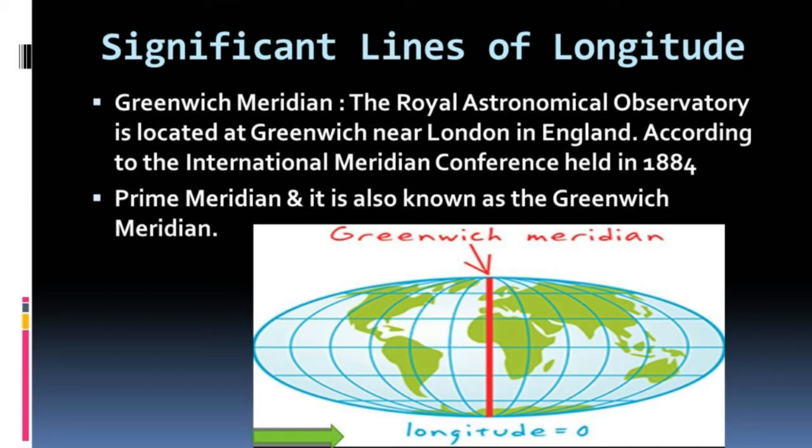Significant lines of longitude. Greenwich Meridian. The Royal Astronomical Observatory is located at Greenwich near London in England. According to the International Meridian Conference held in 1884 in Washington, D.C. in the USA, all nations agreed on choosing the Greenwich Meridian as the International Standard Meridian, that is 0 degree. This line of longitude is called the Prime Meridian, and it is also known as the Greenwich Meridian because it passes through Greenwich.